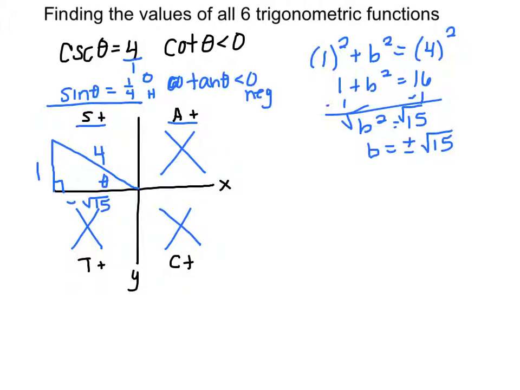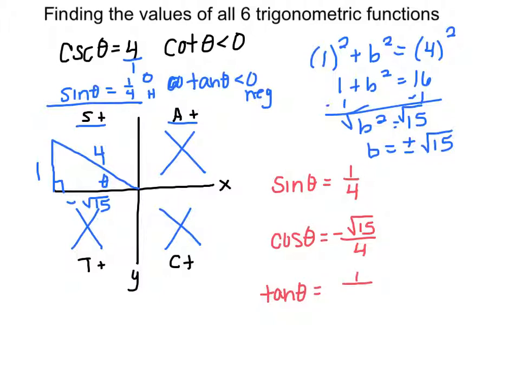Now I can find all the trig functions. The sine of theta is the opposite over the hypotenuse. The cosine of theta is the adjacent over the hypotenuse. And the tangent of theta is the opposite over the adjacent. Well, every function has a cofunction. So now I'm going to find the cofunction. The cofunction is the reciprocal function.